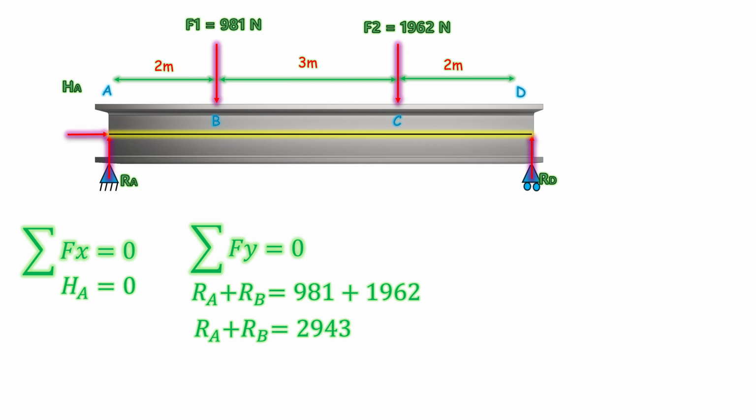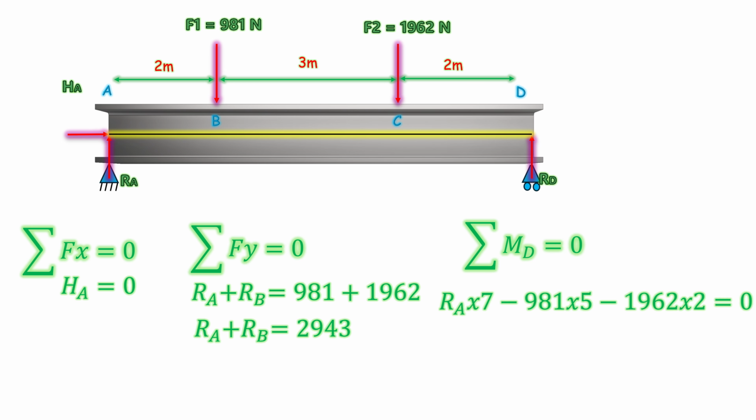Now, the sum of the moments about any point must be equal to 0. If we choose to take the moments about point D, then RA multiplied by 7 minus 981 multiplied by 5 minus 1962 multiplied by 2 equals 0. So, RA can be calculated as 1261 Newton.